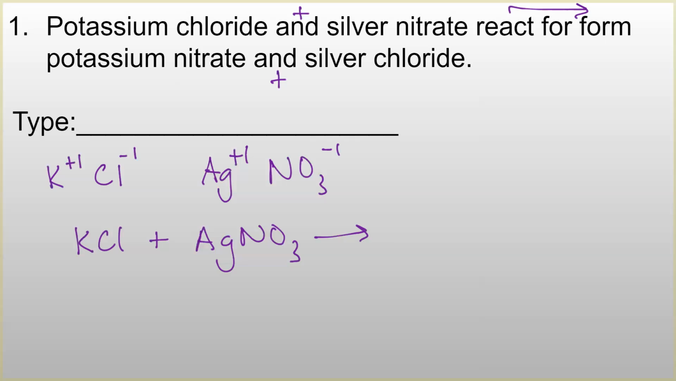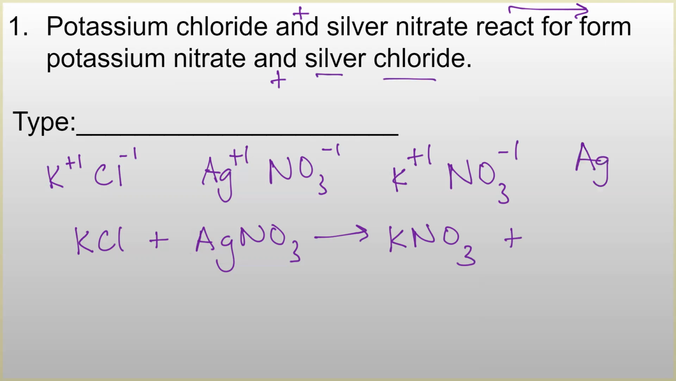potassium nitrate. So we have K with a +1 charge. Nitrate is NO3 with a -1 charge. So those come together, KNO3 plus, and then we have silver chloride. Silver again always has a charge of +1. Chlorine has a charge of -1. So we just get AgCl.